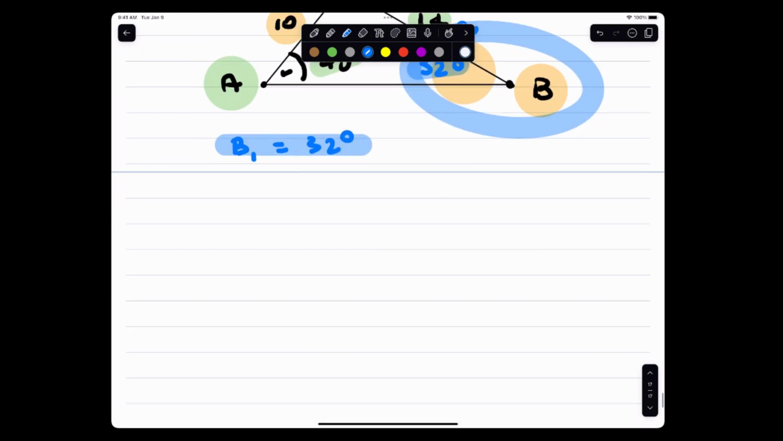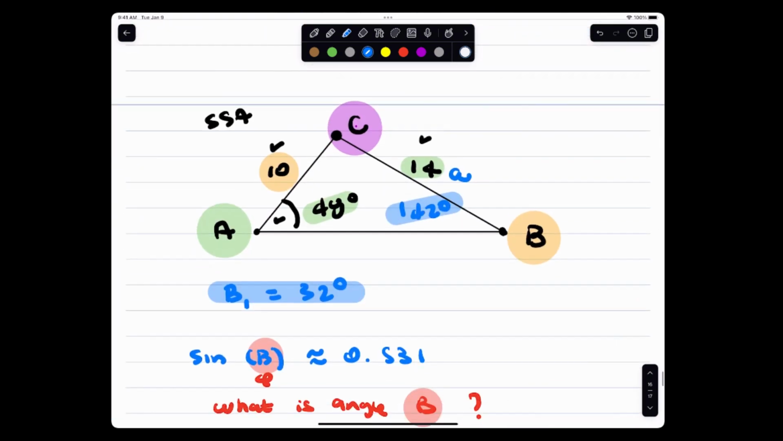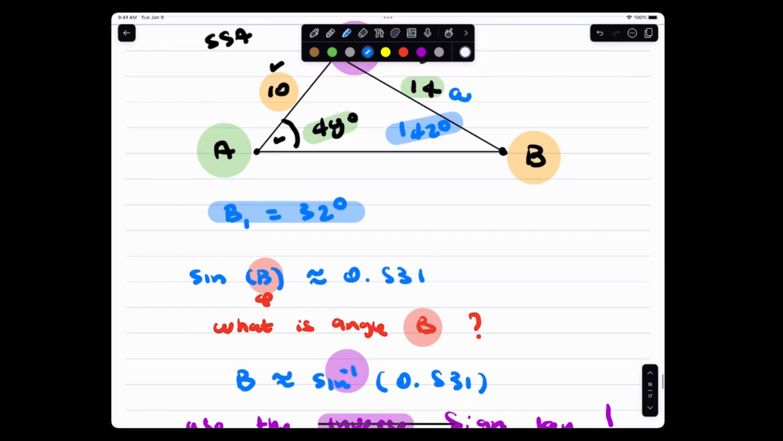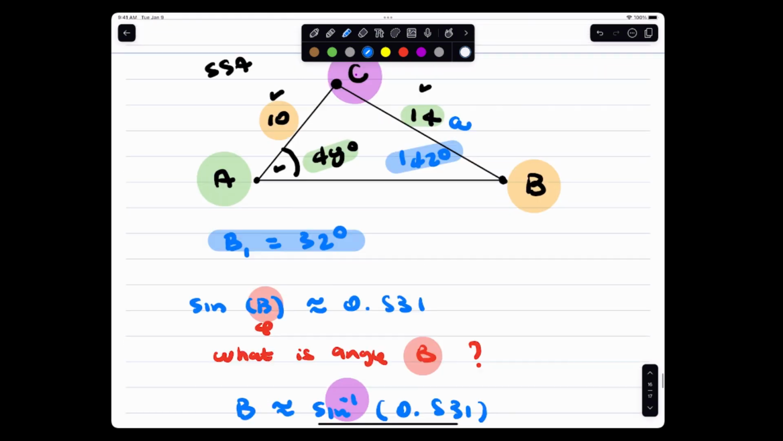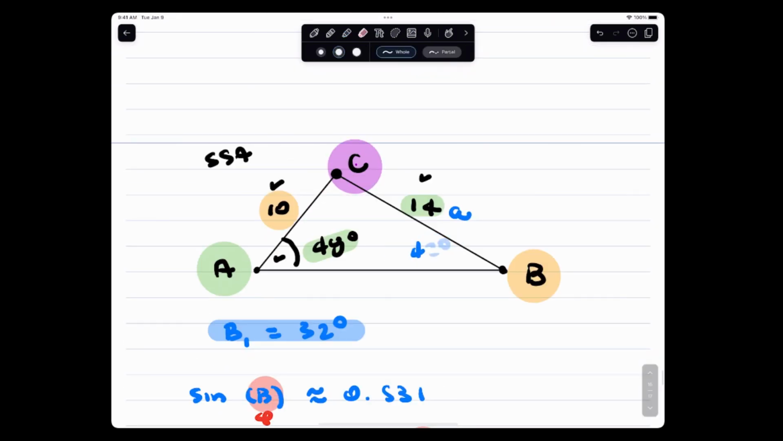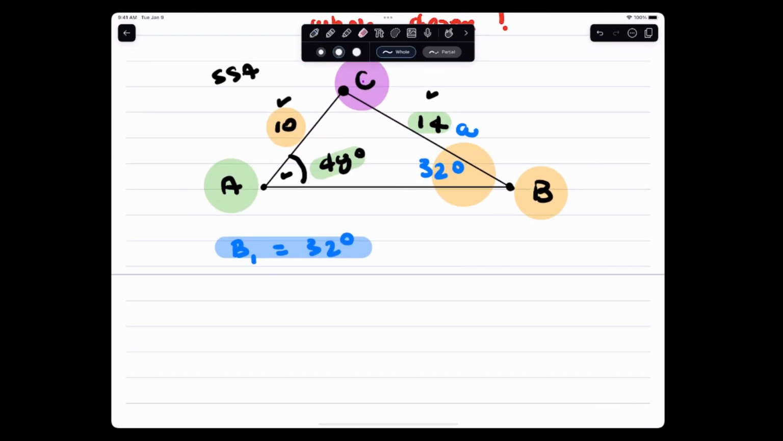However, where did it go? Oh, I guess we're putting it here. Let's go back. Let's put it over here as well. Well, this was 32. Okay, that was the first B1 we got. The second B1 is 142. This is where it was at. So you have the second angle.